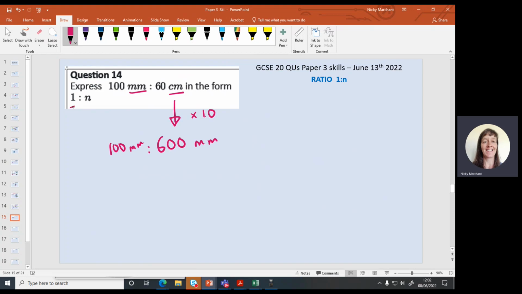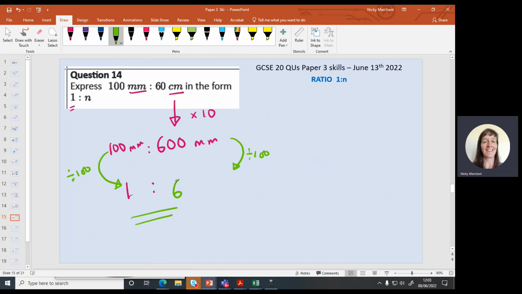Now, I must have a 1. So I'm coming down to 1 here, 1 to something. So to get from 100 back to 1, any number back to 1, divide by whatever number you've got there. 100 divided by 100 is going to be 1. Therefore, I must do the same this side, divide by 100, and I have got 6. So 1 to 6 is the 1 to n ratio for this example.